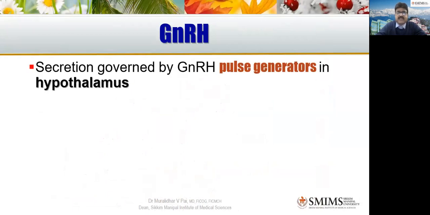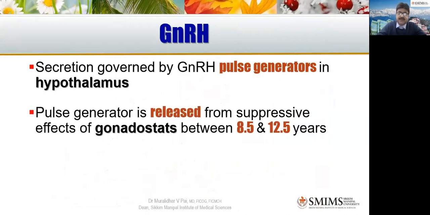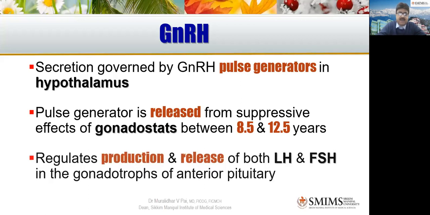GnRH secretion is governed by GnRH pulse generators in the hypothalamus. It is secreted in a pulsatile fashion, in pulses of one in 90 minutes. But the pulse generator is released from the suppressive effect of gonadostats between 8.5 and 12.5 years. So till such time, this pulse generator is in a deep sleep. The suppressive effect of gonadostats is released at this time. That's why there will be menarche. So average, as I said, let's take it as 10.